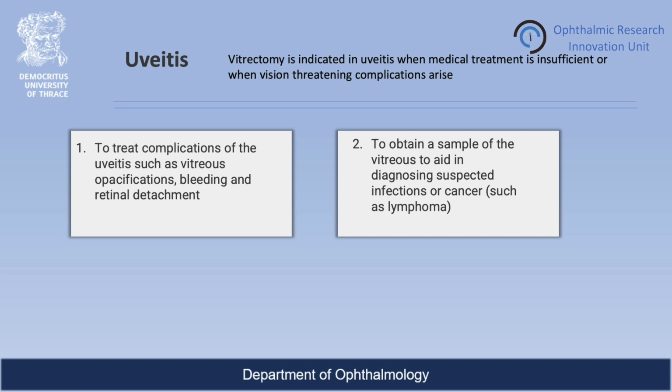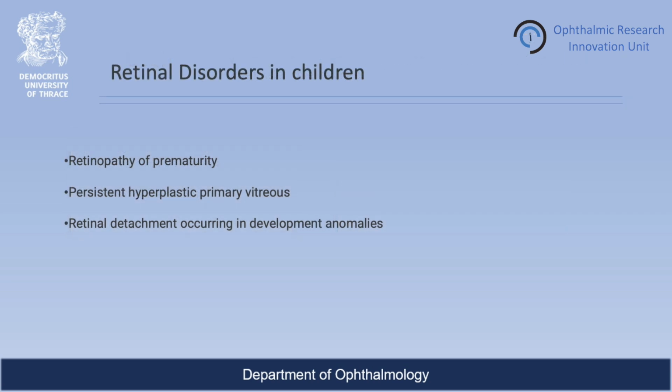In uveitis, vitrectomy is indicated when medical treatment is insufficient and complications arise that threaten vision, or for diagnostic reasons, to obtain a vitreous sample to aid in diagnosing suspected infections or cancer. Finally, in children, the most common indications for vitrectomy are retinopathy of prematurity, persistent hyperplastic primary vitreous, and retinal detachment occurring in developmental anomalies.